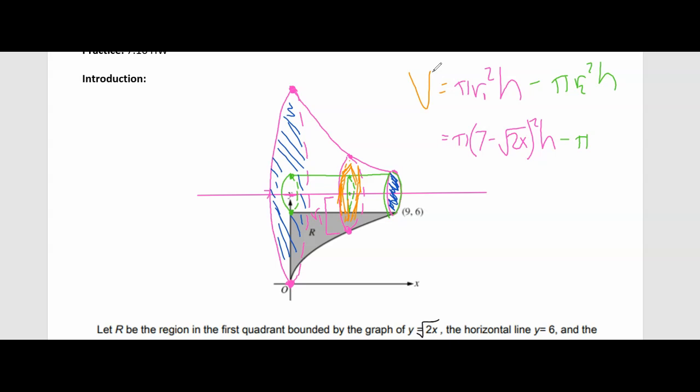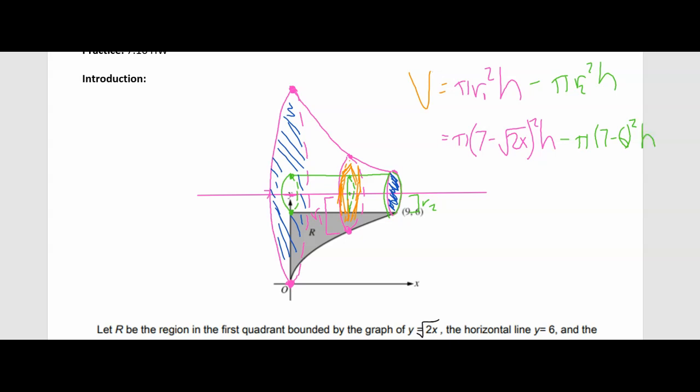The radius of my green disk, well, that's constant, right? The radius of every green disk is just 7 minus 6, because that's a cylinder, so the radius of the cylinder is the same all throughout. It's the line y equals 7 minus the line y equals 6. So we've got 7 minus 6, quantity squared, times my h.